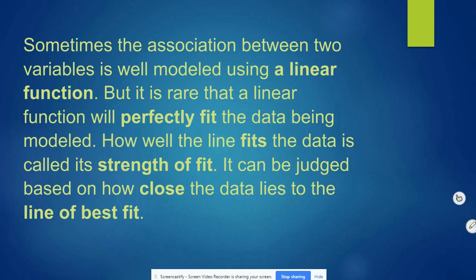So, if all the points are pretty close to that line of best fit, we can say there is a strong linear relationship. If the points are a little bit scattered from the line, not all that close, we could say there's a moderate relationship. And if they really are scattered to the point where it looks like there's no relationship at all, we could say that there is a weak linear relationship.